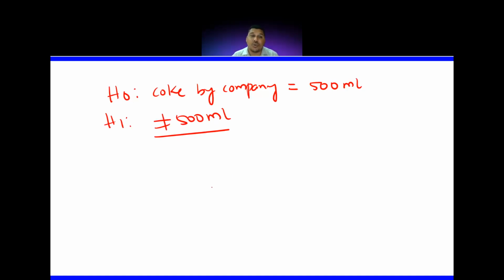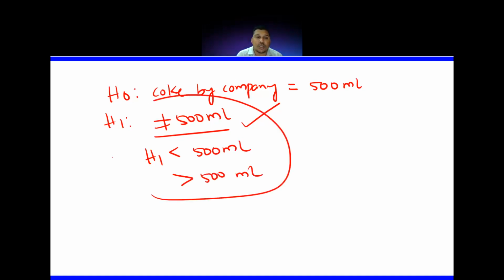But there are two other cases also. Yes, this is one case. We can say that it is not equal to 500, but sometimes we can also prove that H1 is less than 500 ml, or that it is greater than 500 ml. So there are three cases altogether. The null hypothesis says it is equal to. The alternate hypothesis says it is not equal to. Along with that, there are two more cases: it can be greater than or it can be less than.